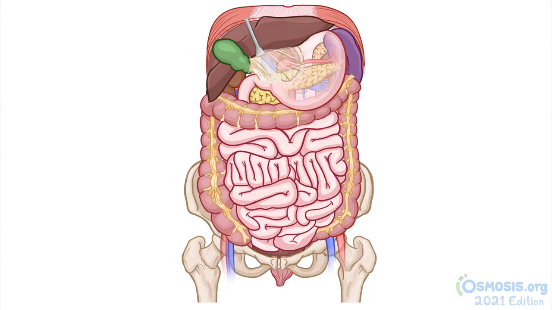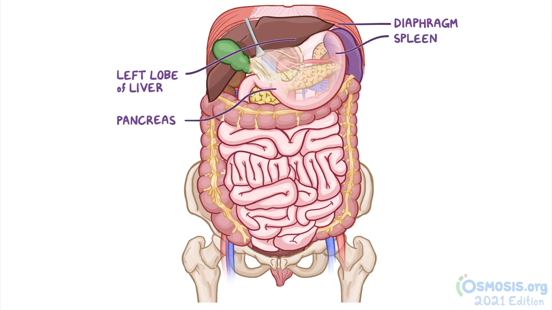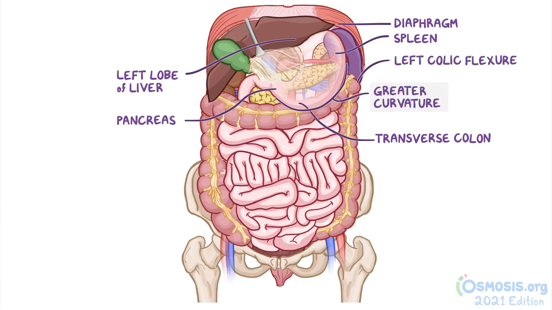Now, the anterior surface of the stomach is in close proximity to the diaphragm, the left lobe of the liver, and the anterior abdominal wall, whereas the posterior surface of the stomach is in close proximity to the pancreas inferiorly, the spleen laterally, and the transverse colon inferolaterally, which runs along the greater curvature to the left colic flexure.